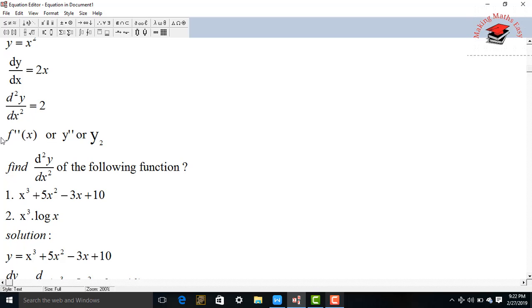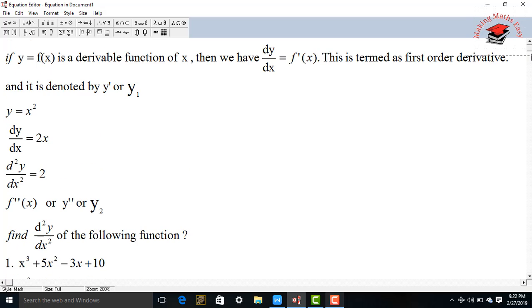Okay, so let us revise this, that f double dash of x or y double dash or y2 is the corresponding second order derivative, and which is represented by d square y upon dx square. For finding d square y upon dx square, first find dy by dx and then differentiate that dy by dx again, and which will be d square y upon dx square. So in the next video we are going to solve complex second order derivatives, which I will be explaining in the next tutorial or next video.